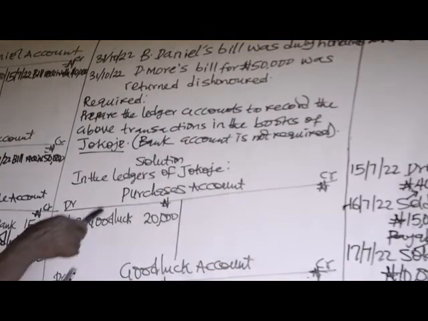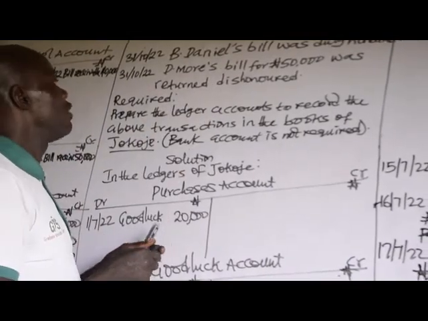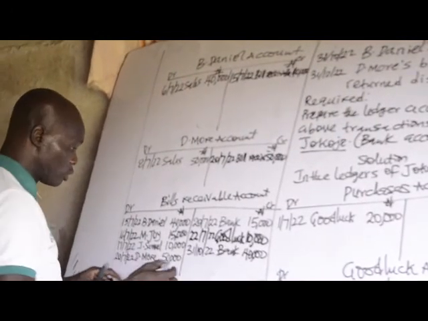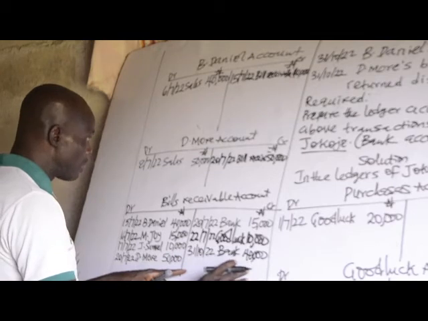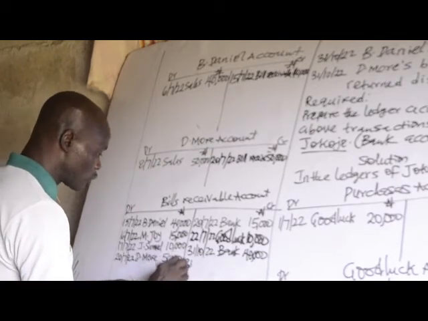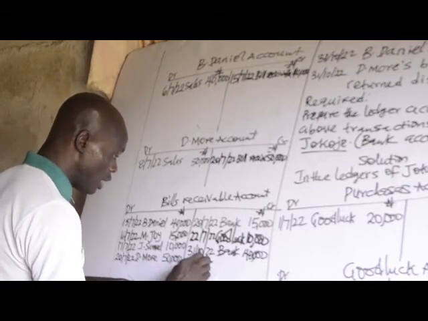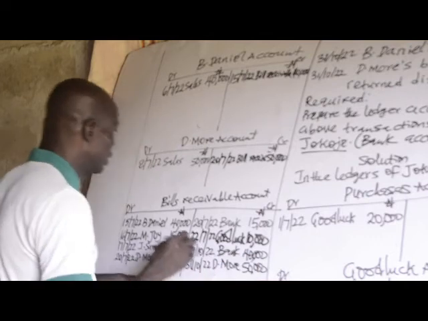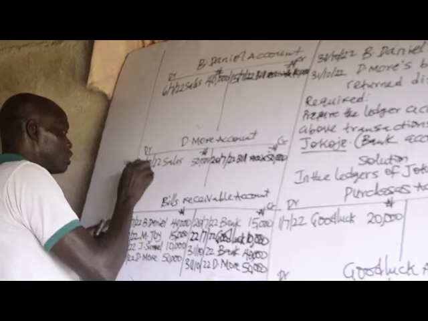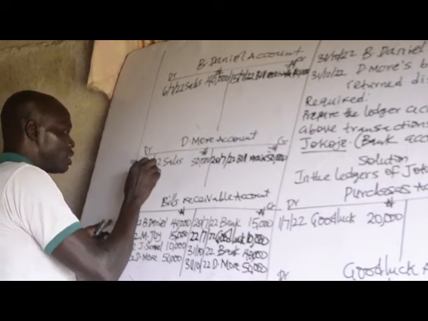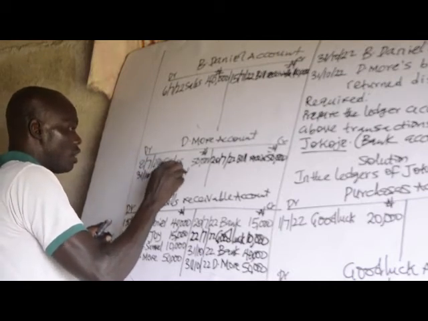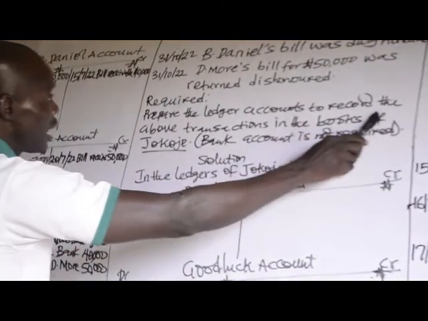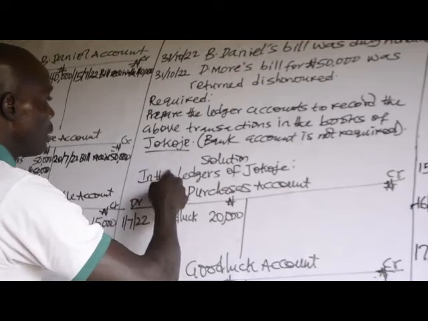Now, the last item, on the 31st of October, Dimo's B. for 50,000 was returned dishonored. It was not paid. So in that case, you remove it from B's receivables account. You credit B's receivable and you debit Dimo, and the amount is 50,000 naira. After all this, you are required to prepare the ledger accounts to record the above transactions in the books of Dokoje. Bank account is not required.